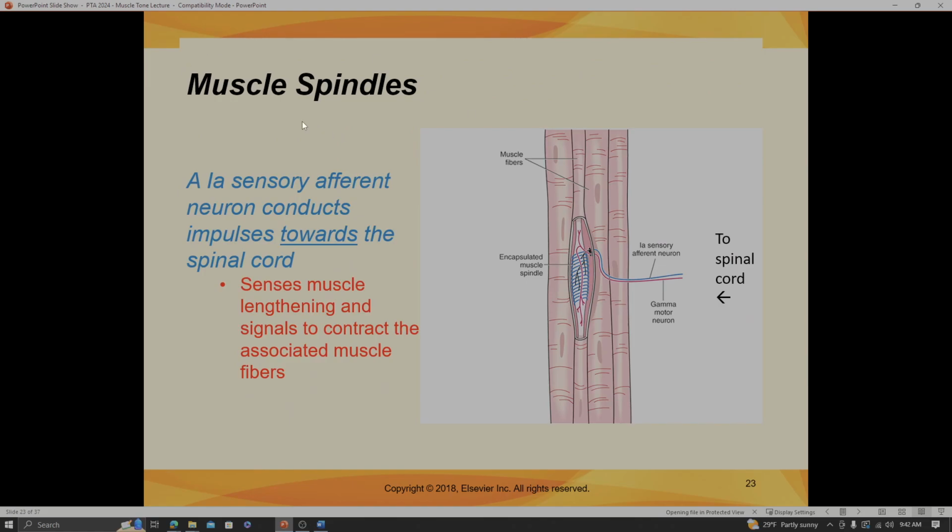All right, so here's a muscle spindle. Consider muscle spindle as a 1A sensory afferent neuron, right? 1A, so first line, it's an afferent neuron that's going to conduct impulses towards the spinal cord, right? Up towards the spinal cord. And it's going to be responsible for sensing muscle lengthening, right? This is the sort of stretch reflex. It senses muscle lengthening, excuse me, and it's going to signal to contract the associated muscle fiber, right?